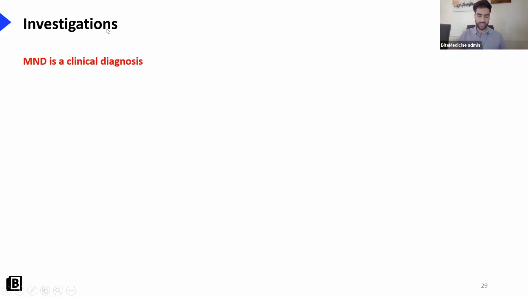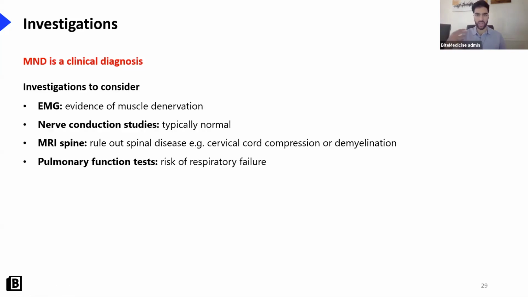So motor neuron disease is typically a clinical diagnosis, but you do need to conduct other investigations to rule out other illnesses. As I said, you need to do an MRI spine to rule out a spinal problem, such as cervical cord compression, or a demyelinating condition like multiple sclerosis.